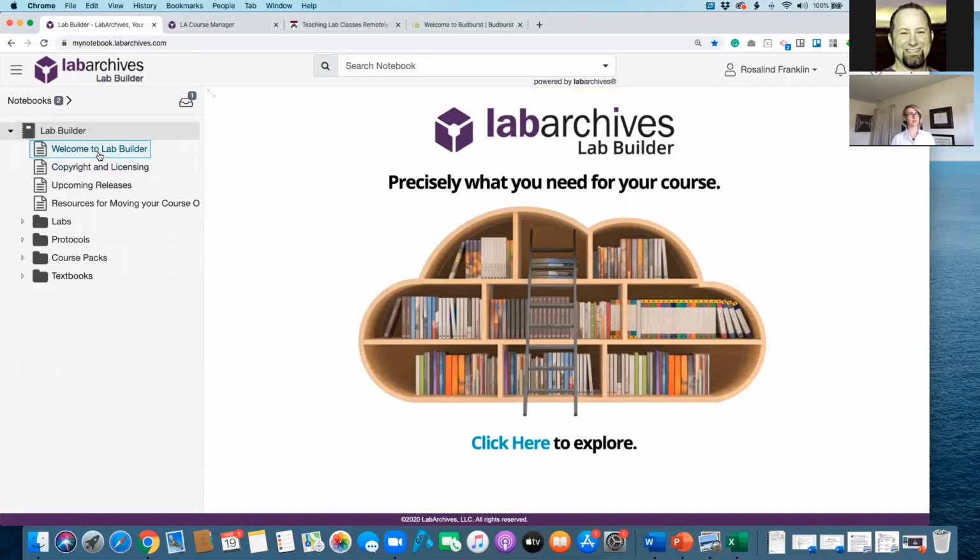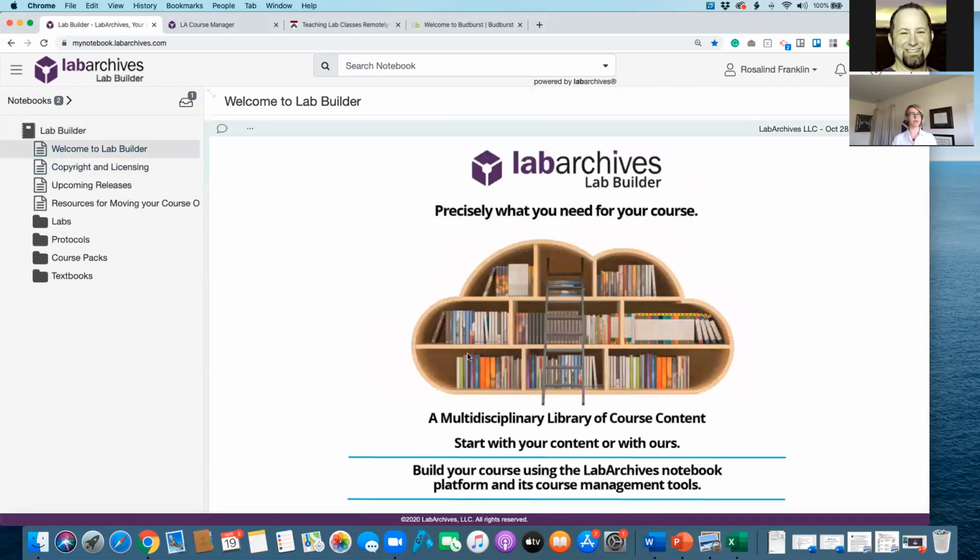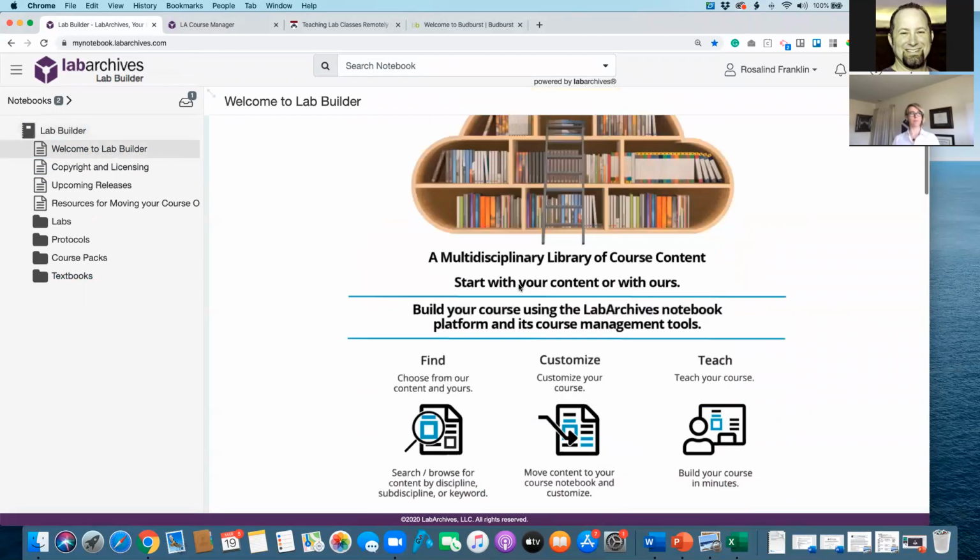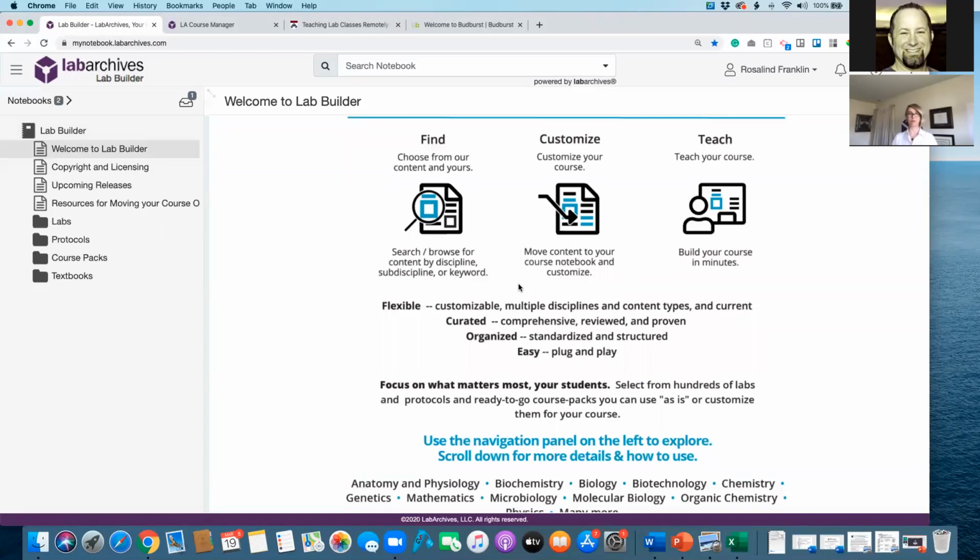LabArchives works as a series of pages, folders, and subfolders, which you can see over here on the left-hand side. The action happens in the middle. If you're familiar with your learning management system, when I come to this page, you can attach pictures, text, and give assignments. Most of that action would happen for your student here in the middle of the page.